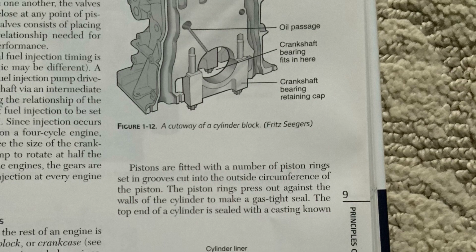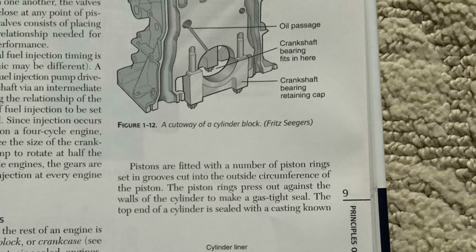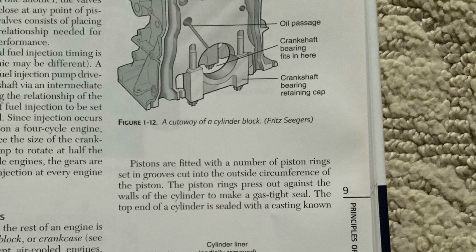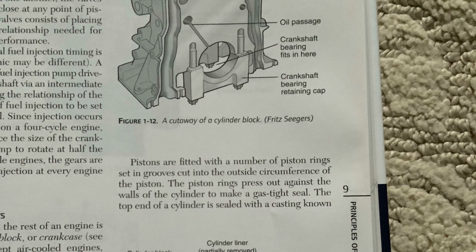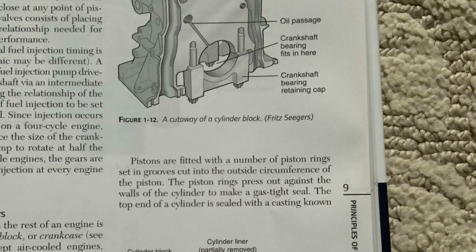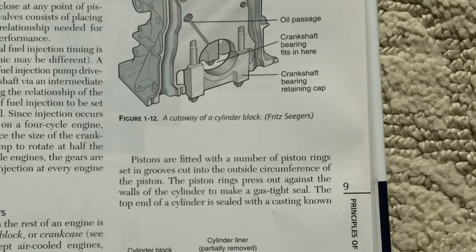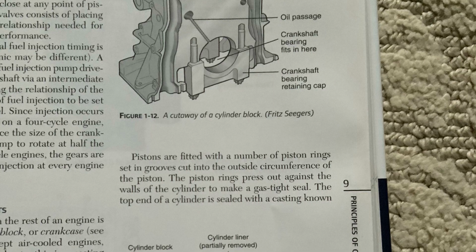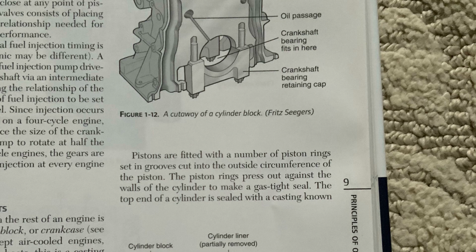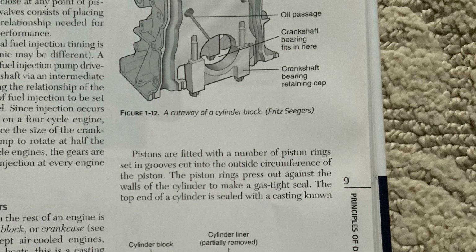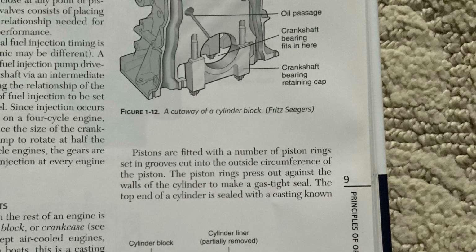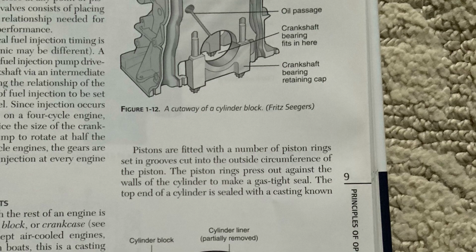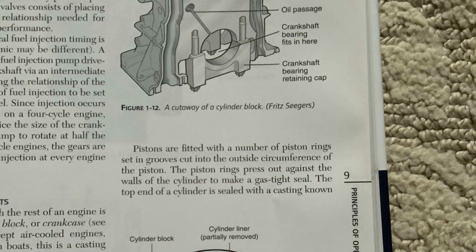Cylinders and other parts. The central frame to which the rest of the engine is assembled is known as the block, or crankcase. See Figure 1-11. On all except air-cooled engines, which are rarely found on boats, this is a casting containing numerous passages for air, cooling water, oil, and other engine parts, such as the crankshaft and camshaft.